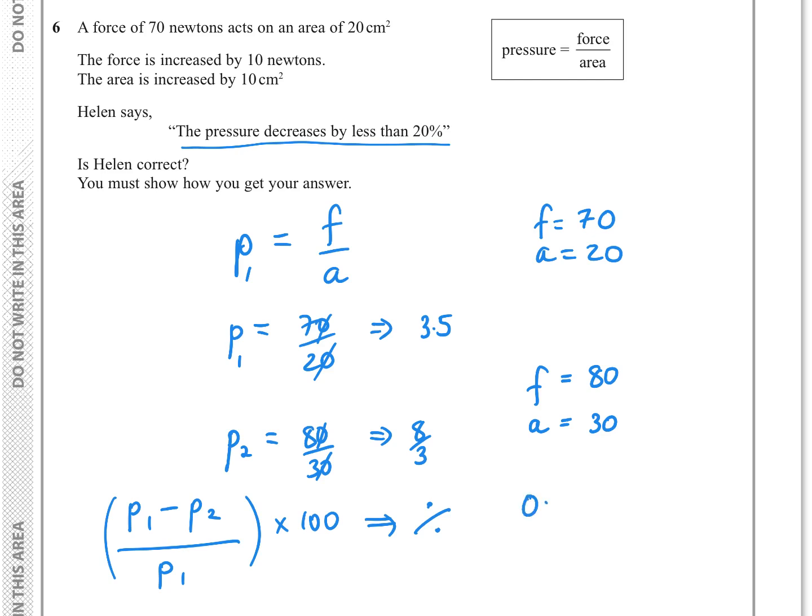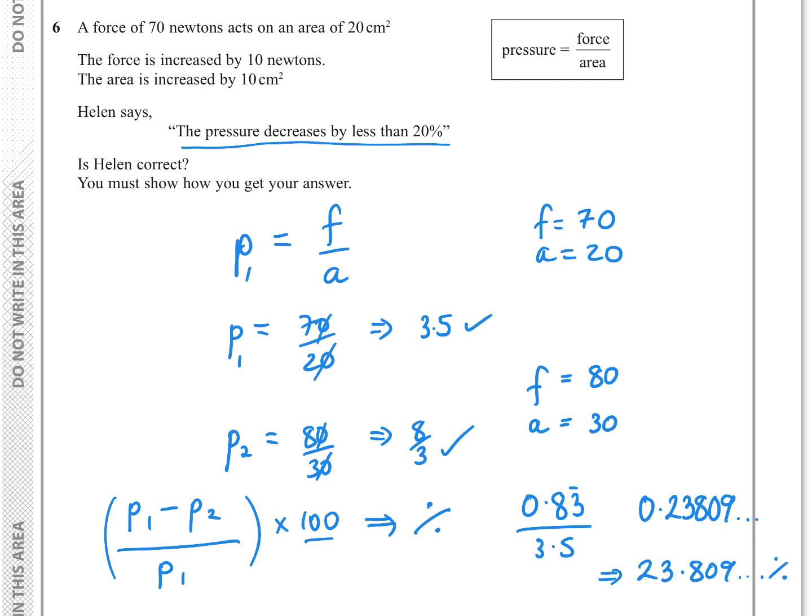And that gives me 0.83 recurring over P1, which is 3.5. So divide that by 3.5 and I get 0.23809 and so on. So what does that mean? Well, it means that the net change from here to here as a percentage, because don't forget I've got to times it by 100, which I didn't do, would be 23.809 and so on percent.